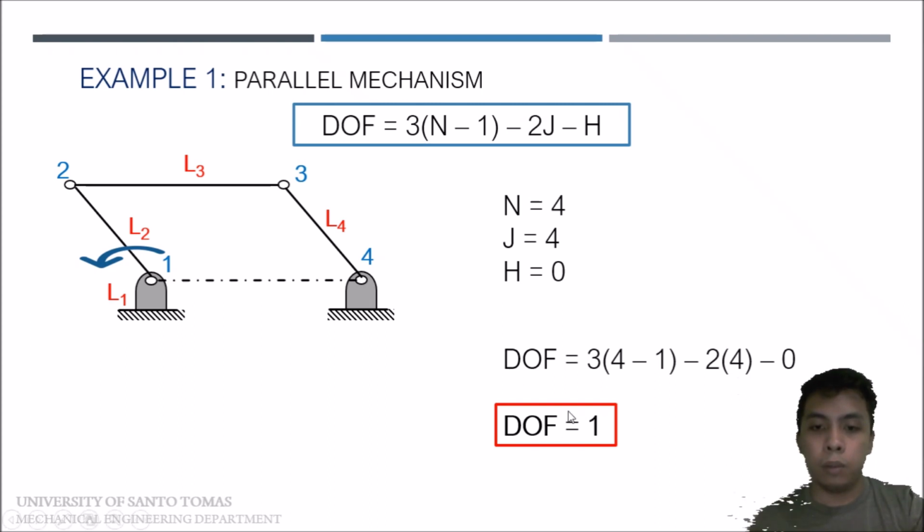Meaning, our mechanism can move at one motion. So, ibig sabihin, pag gumalaw tong crank na to at counterclockwise, gagalaw din or susunod din yung other linkages sa kanya ng isang beses lang.